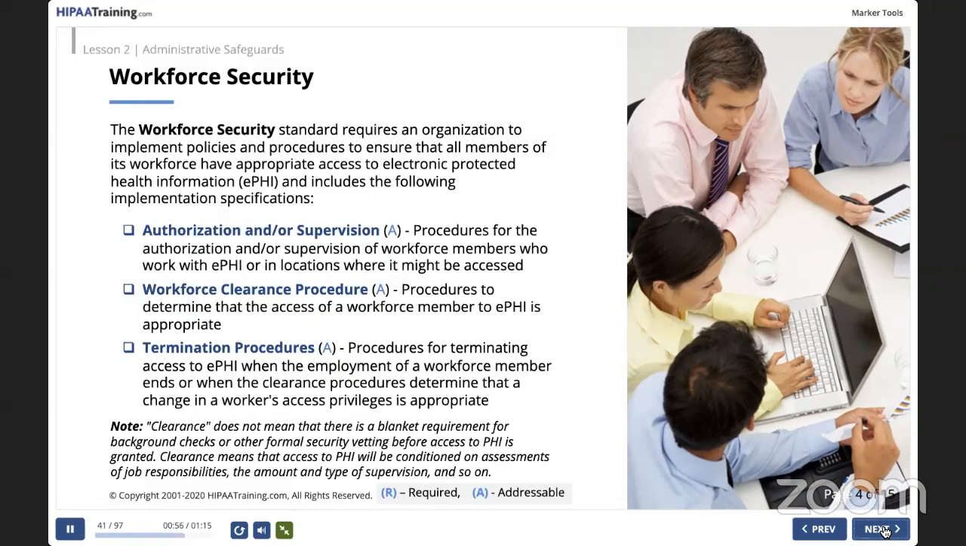Note: clearance does not mean that there is a blanket requirement for background checks or other formal security vetting before access to PHI is granted. Clearance means that access to PHI will be conditioned on assessments of job responsibilities, the amount and type of supervision, and so on.